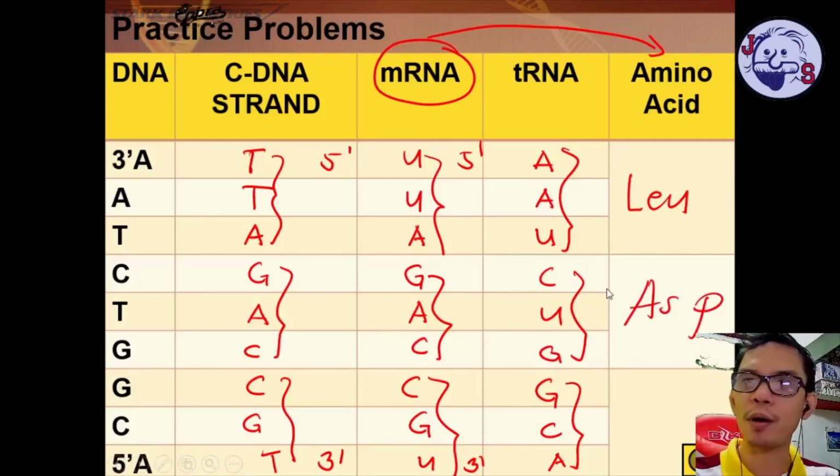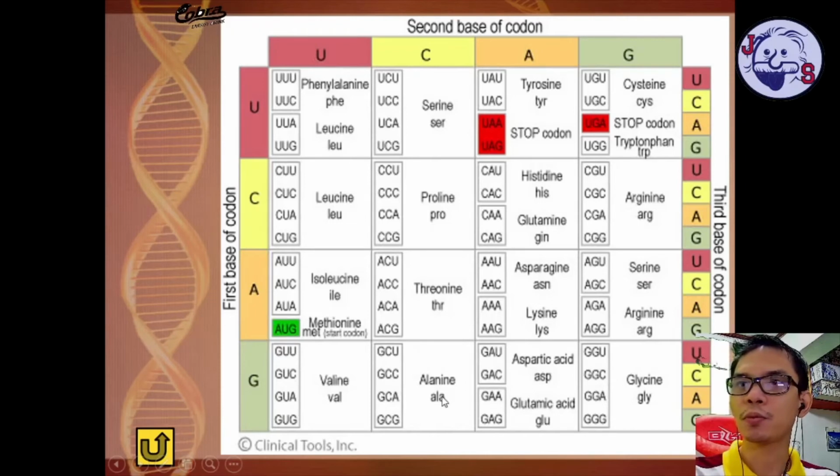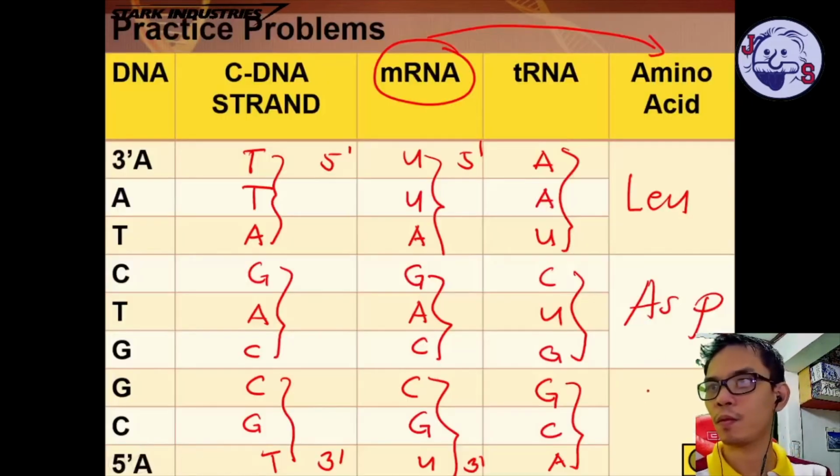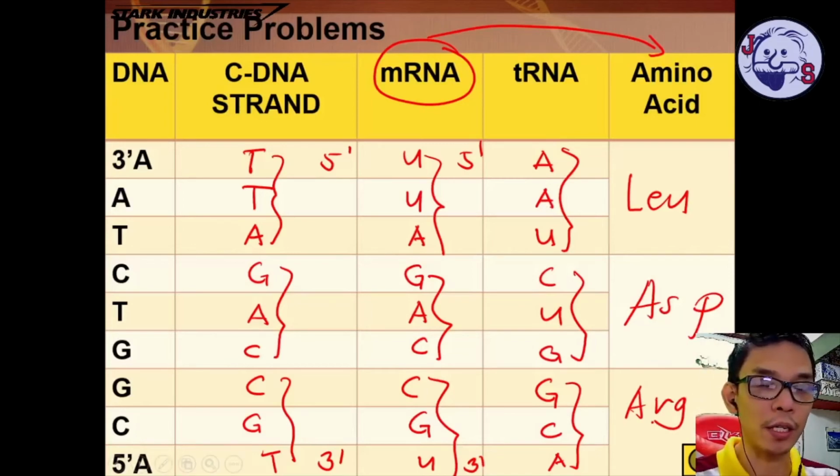Next one, we have CGU. Over here, CGU. Alright, so we have arginine. So these are the set of amino acids. Did you get it correctly, guys?